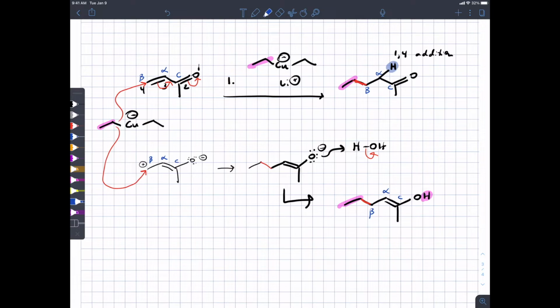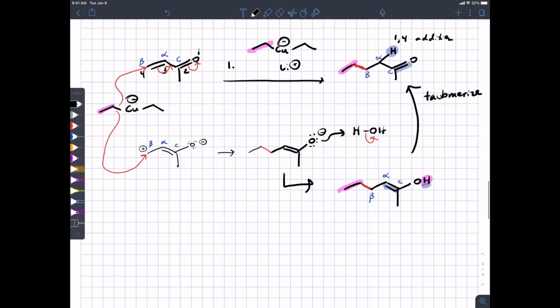Notice here the hydrogen's on the alpha carbon, whereas here the hydrogen's on the oxygen. Notice here the pi bond's between carbon and oxygen, whereas here the pi bond's between carbon and carbon. Those are isomers of each other, a special kind of isomer called a tautomer. Maybe last semester you talked about tautomerization? So that's all that happens here: rapid tautomerization to give you the more stable carbonyl compound.